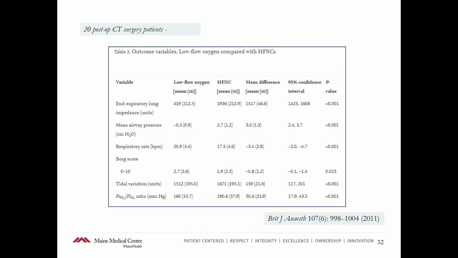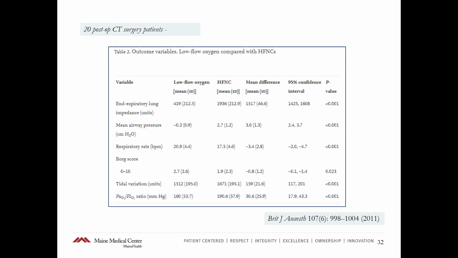Study looking at 20 post-op CT surgery patients, most of them CABGs. This was really just to get a chance to see what some of these basic respiratory variables looked like. The way they did it was they used electrical impedance technology to image lung volumes. So you can see lungs getting bigger and smaller, and as your lung volumes increase, that's increased impedance. So they did this on 20 patients just to see where they would land with these basic variables.